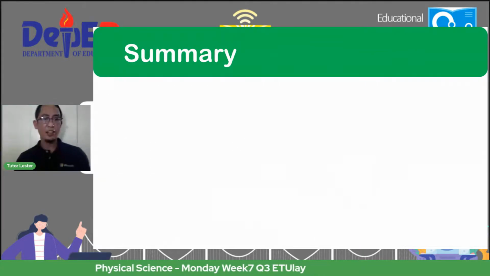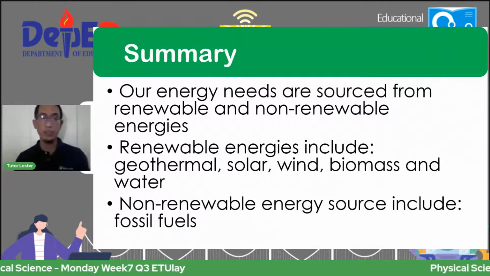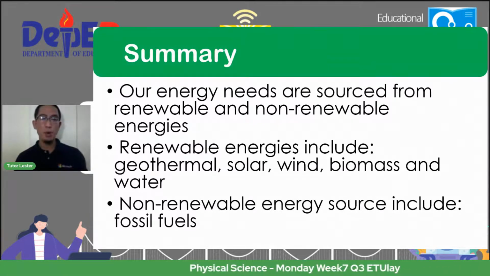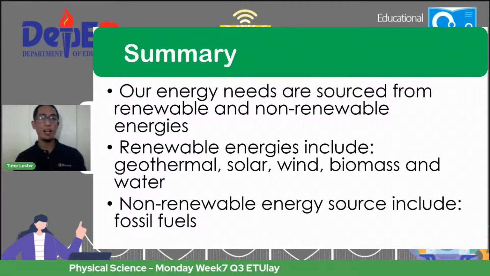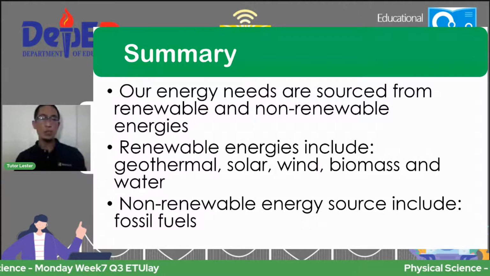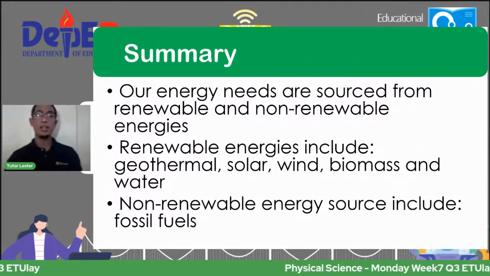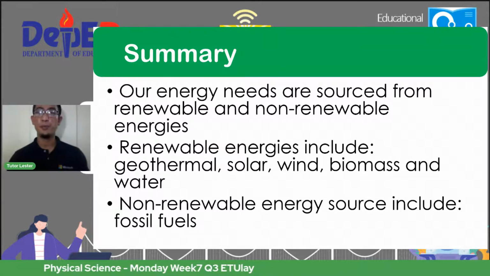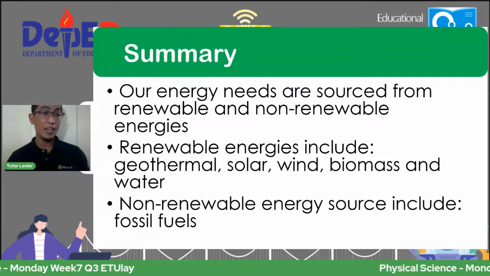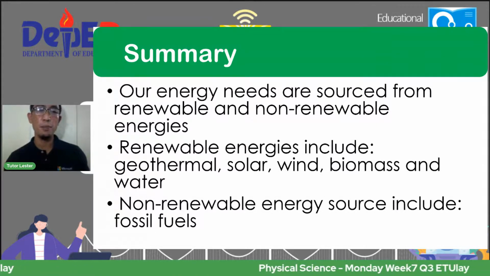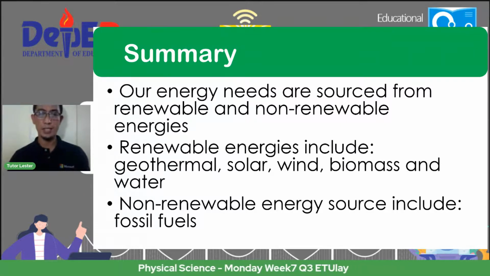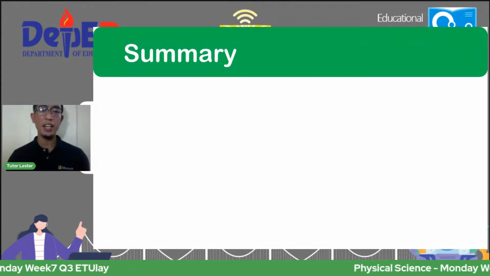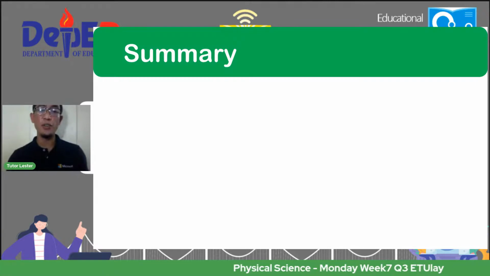So, this is the summary of our session for today. Our energy needs are sourced from renewable and non-renewable energies. The renewable energies include the following: geothermal power, solar, wind, biomass, and water. The non-renewable energy source include the burning of fossil fuels. Both renewable and non-renewable are actually good sources of electricity.